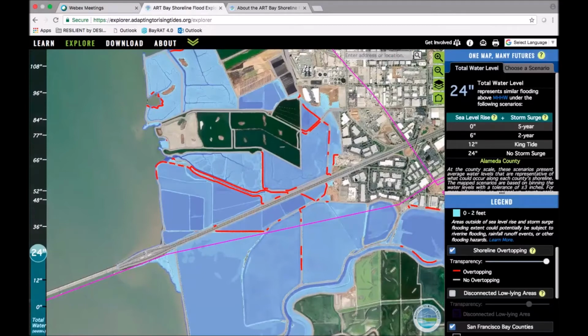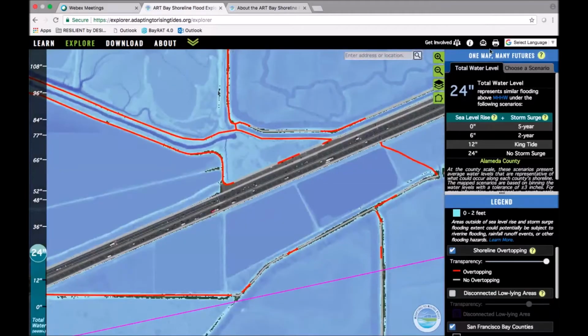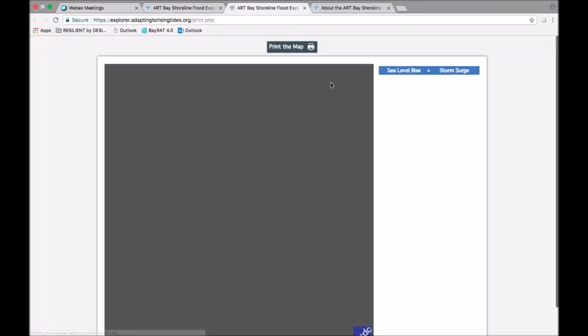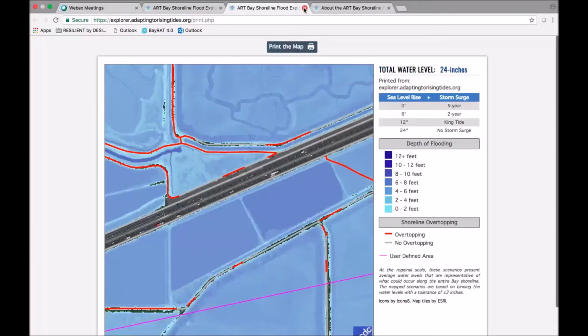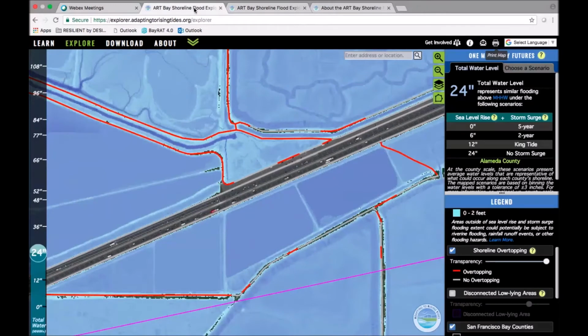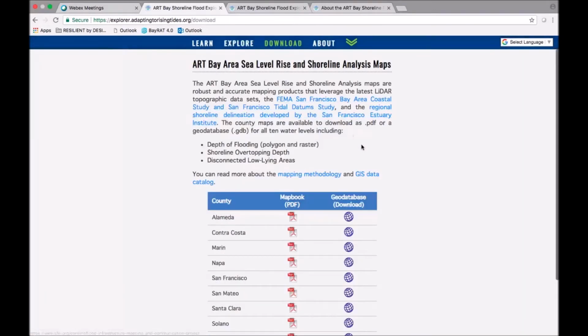Once stakeholders have created the map that they're interested in, we have simple print functions that can help them print this map and share it with asset managers or other stakeholders. For the more technical users who have capacity with GIS, we are providing all this raw data available as geodatabase downloads that they can use for further analysis in their planning process.